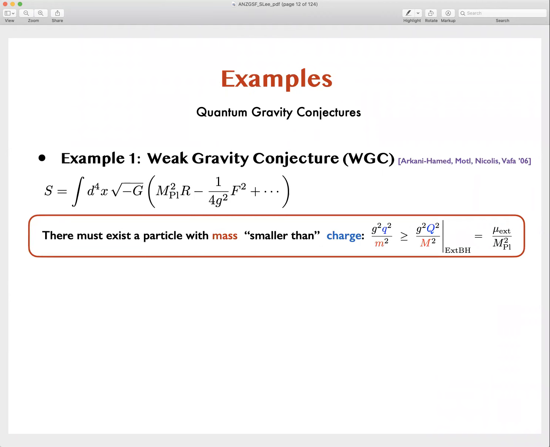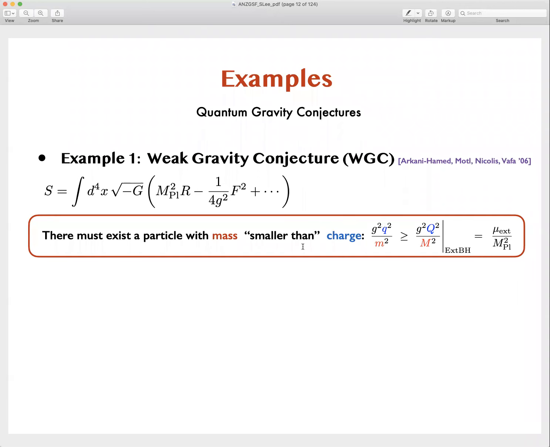The first example I brought here is the so-called weak gravity conjecture. This conjecture concerns a theory of gravity and electromagnetism, whose couplings are written in this action. And the claim is that there must exist a charged particle in the spectrum with a mass smaller than its charge. To be precise, the charge to mass ratio of this particle should be bigger than that of the extreme black hole, which I'll denote by μx. And this number is an order 1 constant determined by the effective theory. Such a particle with mass smaller than charge we'll refer to as a weak gravity particle.